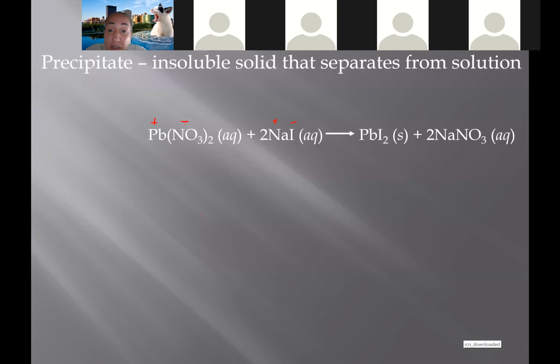So look at the products. Let's say that the products weren't there, but all you got to do is say, well, okay, so this positive is going to switch partners and now go with the other negative.